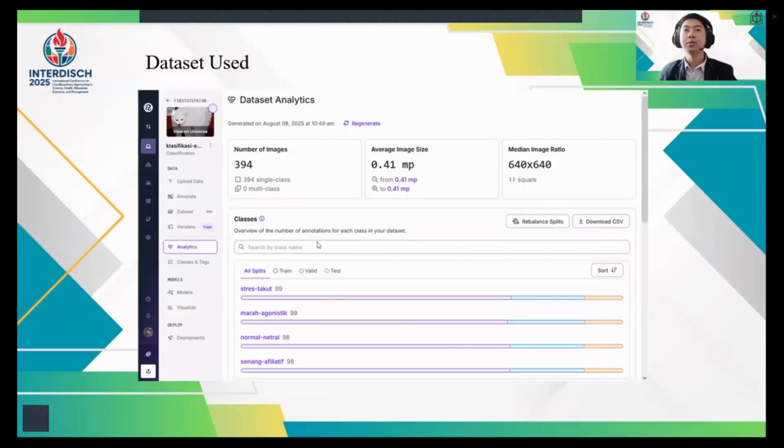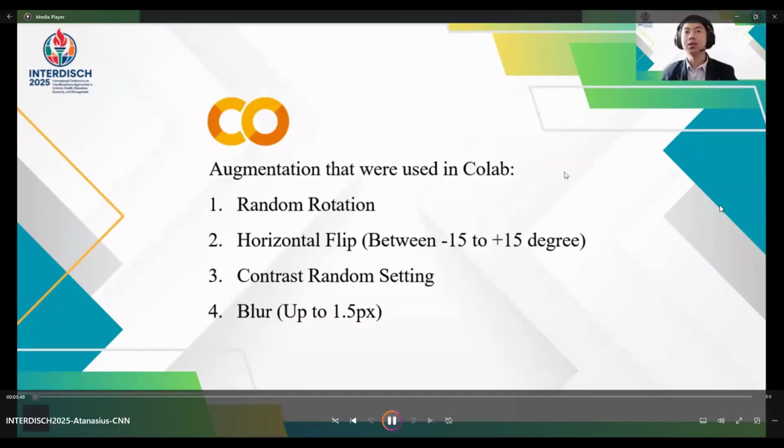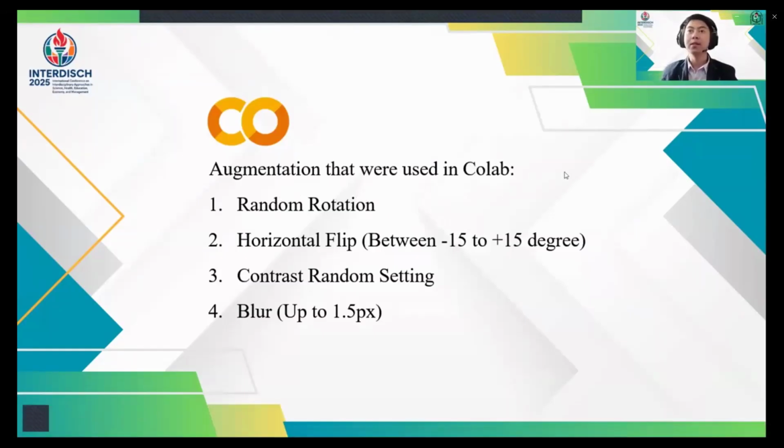Okay, let's continue. As I said before, the augmentation used in this research was done using Google Colaboratory. There are four augmentations. The first one is random rotation, the second is horizontal flip, with rotation between -15 and +15 degrees, the third is random contrast setting, and the fourth is blur up to 1.5 pixels.